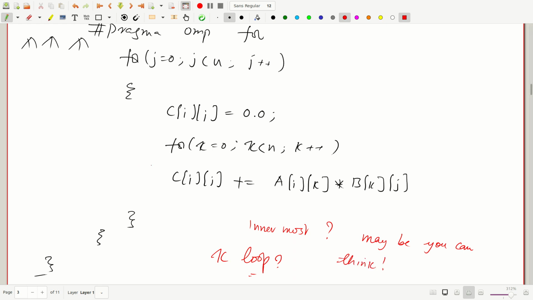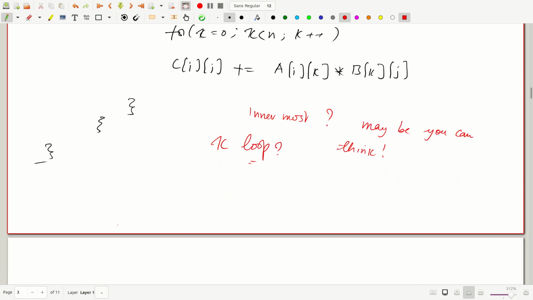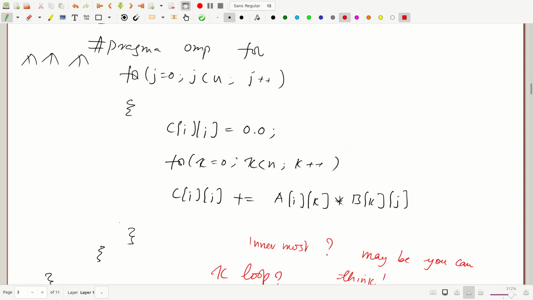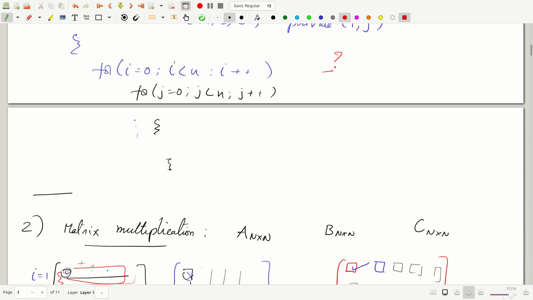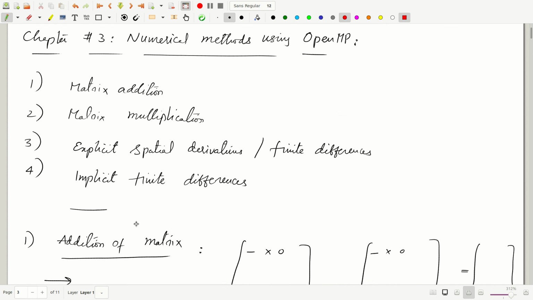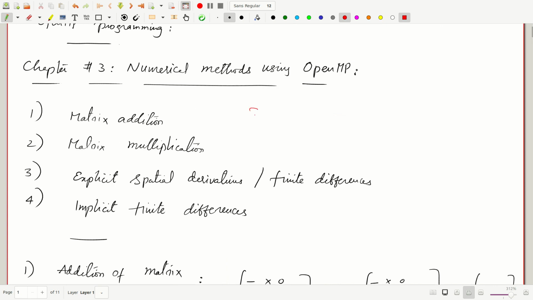Unless the matrices are very large and the number of threads is also large, you don't really need to do two nested parallelism as such. Even just doing the outer one would be sufficient. So that finishes the discussion on matrix addition as well as matrix multiplication, and how to parallelize them using OpenMP.